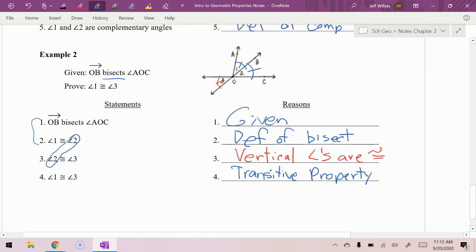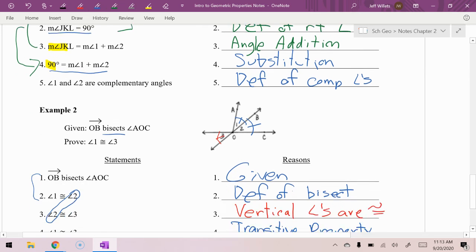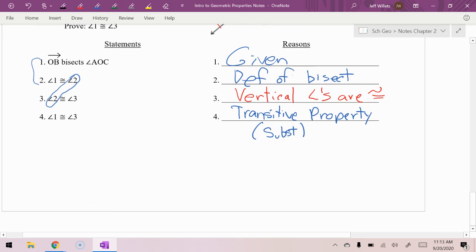If you put substitution there, that would also be okay, because we just change angle 2 to angle 1. So if it's transitive, substitution would always work, but not the other way around. You can't always call substitution transitive. If we look back at the one up here, where we replaced JKL with 90, we didn't really have the train there. We kind of did. It was in backwards order. I don't get huffy about it, but you probably shouldn't do that. So that is that.